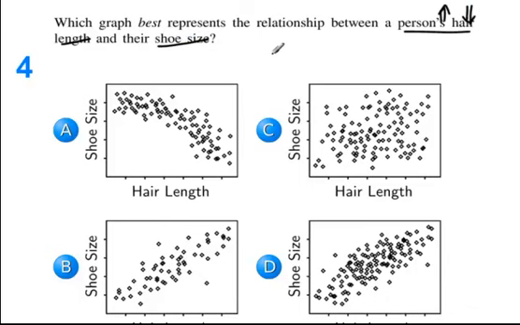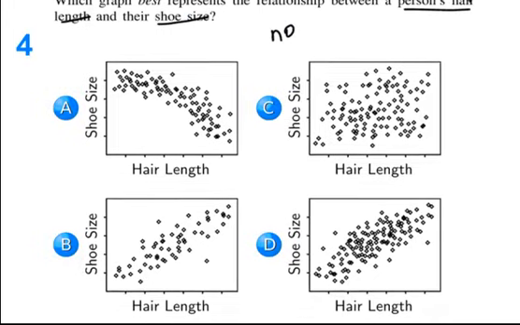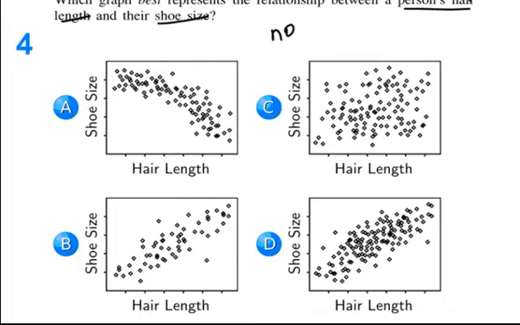So in this instance, there is no correlation. Okay, how long your hair is has nothing to do with your shoe size. So which one of these has no correlation? That basically has somewhat of a negative. That has a positive. This has a positive. You can see here they're all over the place. There's no trend at all. So that's your no correlation.